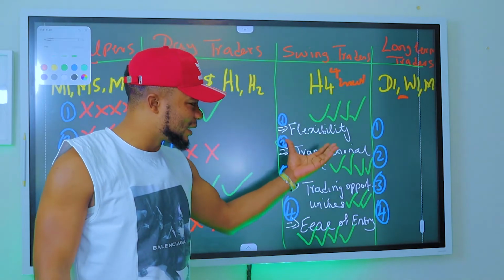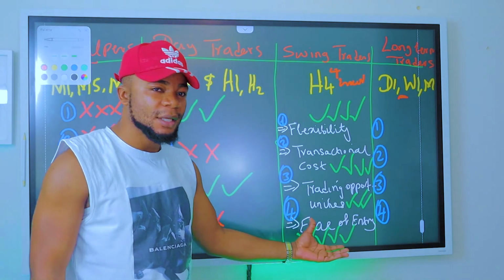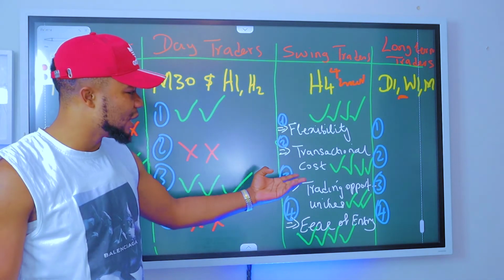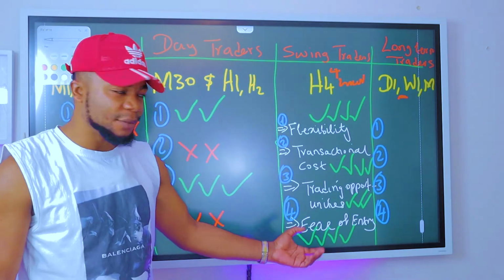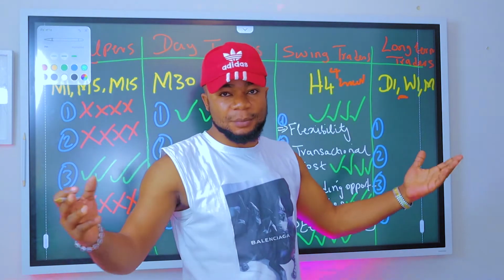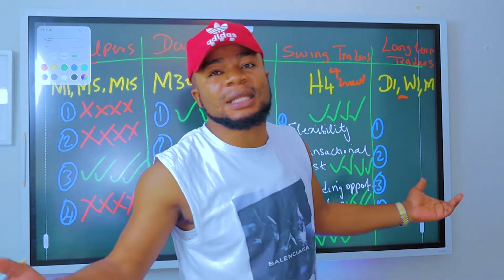So even from this, you can see the 4 hour time frame is already winning. The 4 hour time frame has won in everything: flexibility, transactional cost, trading opportunities, and ease of entry. Now let's go to long-term trading, which is for like retired people, right?